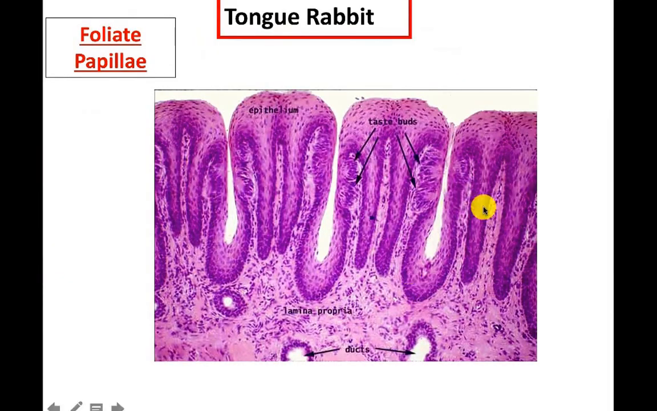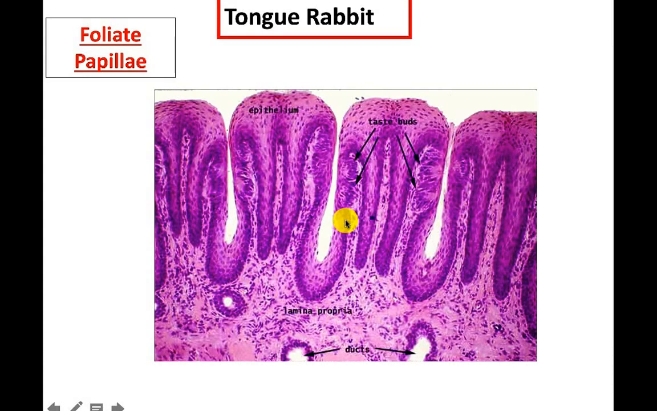Here we have, in the rabbit, the fourth type of papilla, which is not present or is rudimentary in the human being. It is the papilla foliata. It is rectangular in shape and characterized by parallel ridges of epithelium alternating with furrows of connective tissue, having a lot of taste buds.